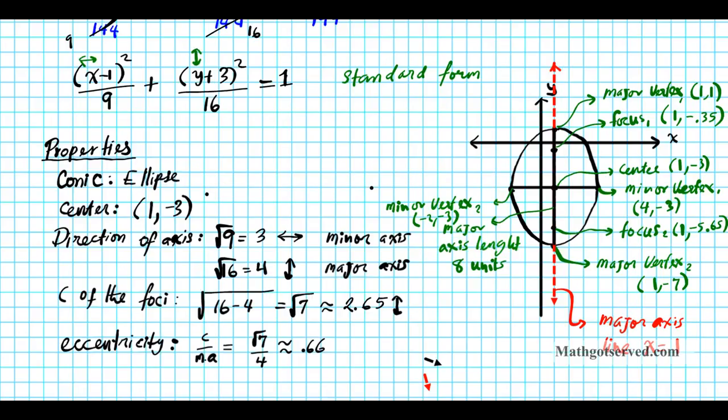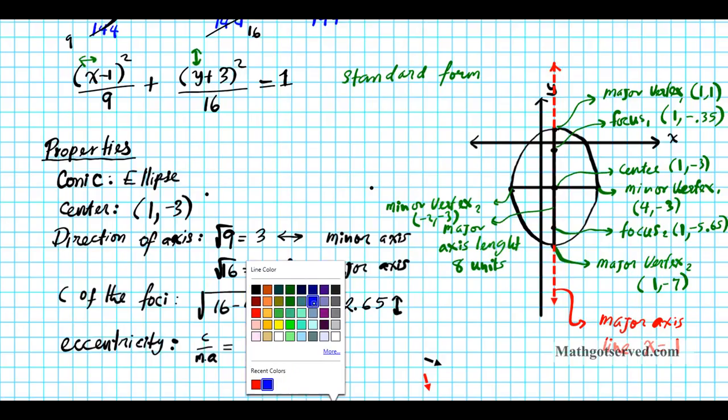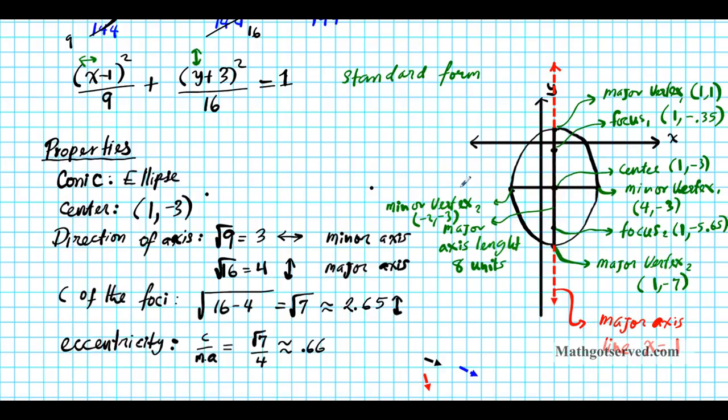Now, last but not the least, let's graph our minor axis line, the line containing our minor axis. Let's make that blue. So we're going to have the minor axis line, and then we just indicate the equation of our minor axis line, and then we'll be able to move on to stating the definition. All right, so there goes our minor axis line.